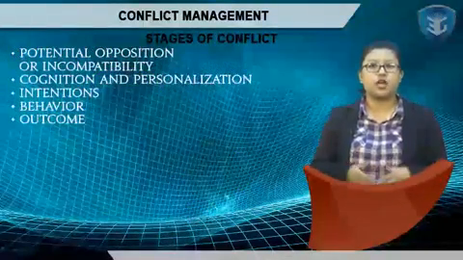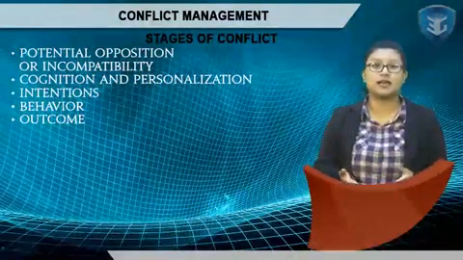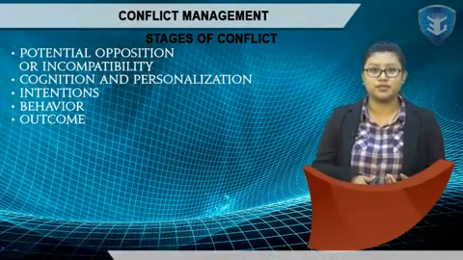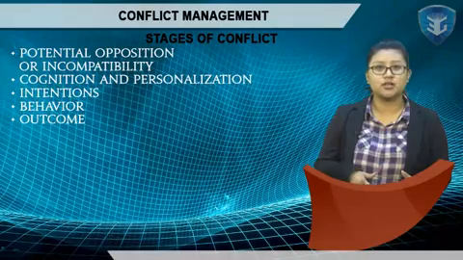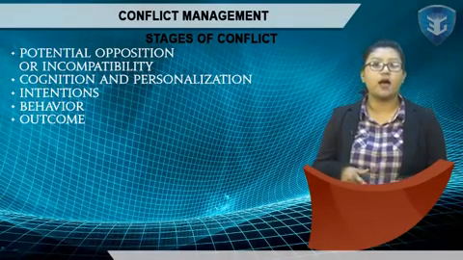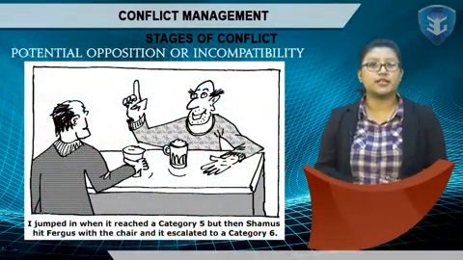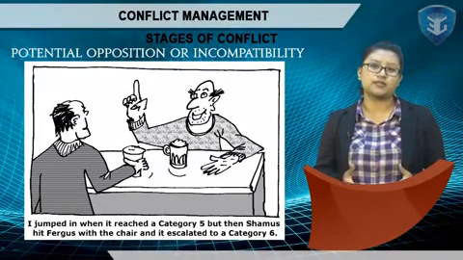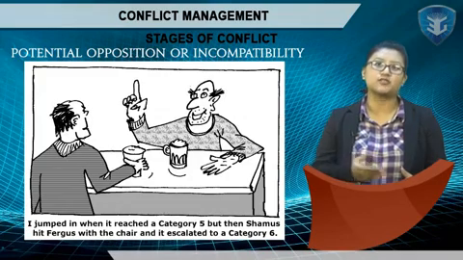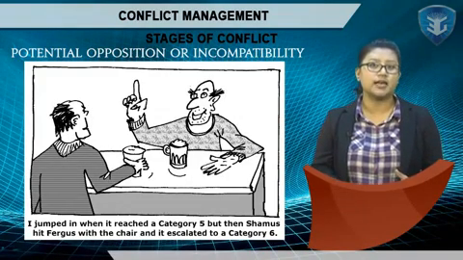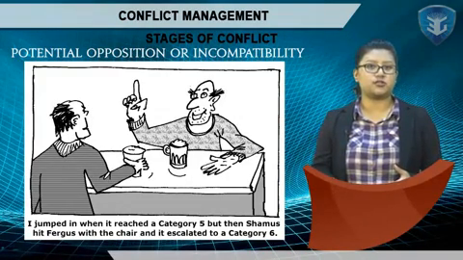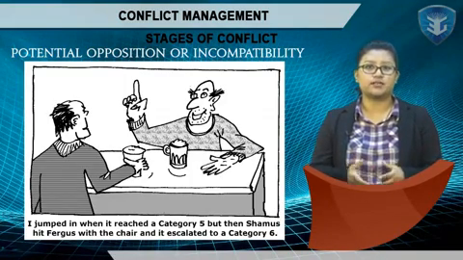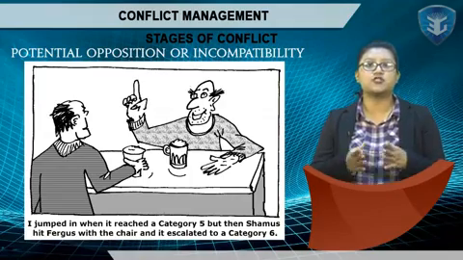Stages of conflict. The conflict process can be seen as comprising 5 stages: potential opposition or incompatibility, cognition and personalization, intentions, behavior, outcome. Stage 1. Potential opposition or incompatibility. The first step in the conflict process is the presence of conditions that create opportunities for conflict to arise. These causes or sources of conflict have been condensed into 3 general categories.